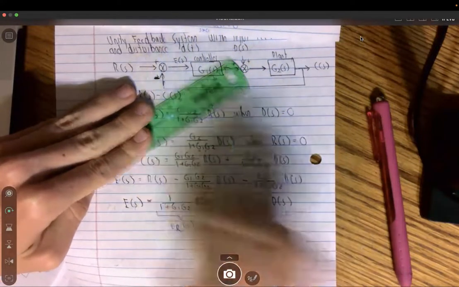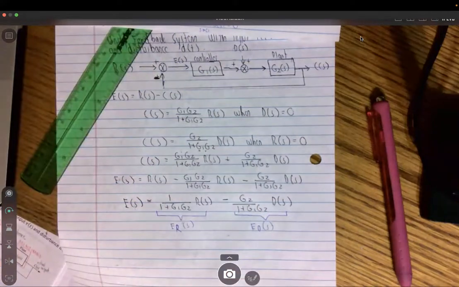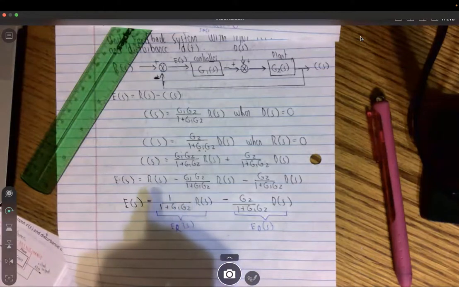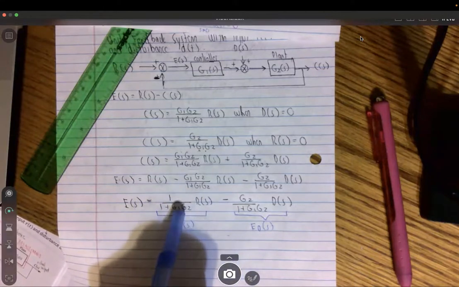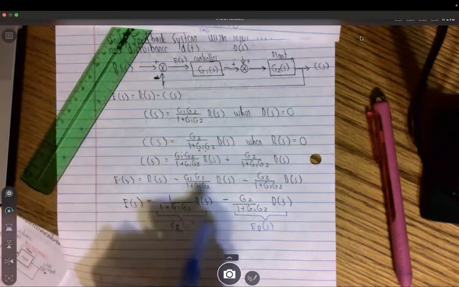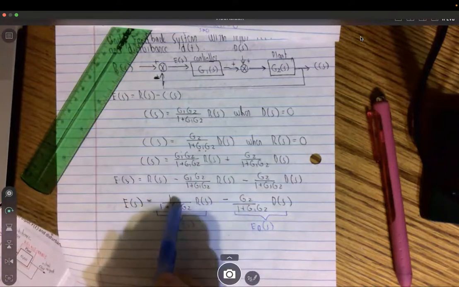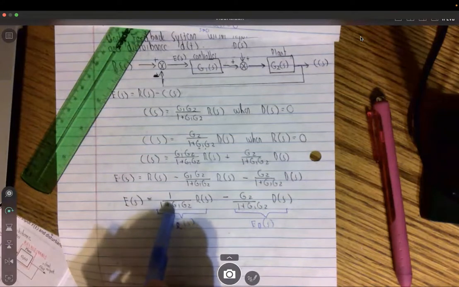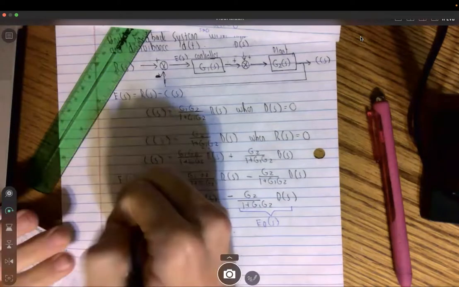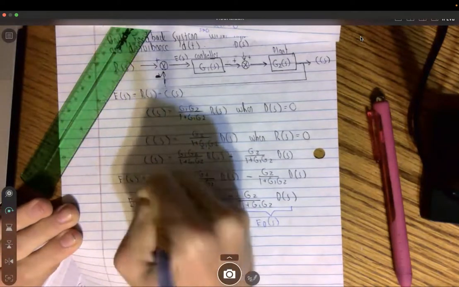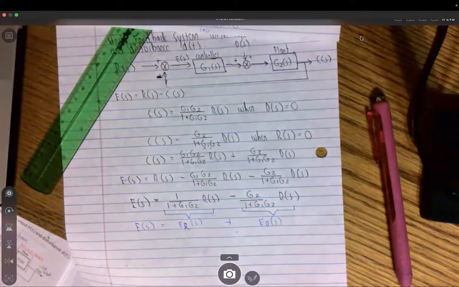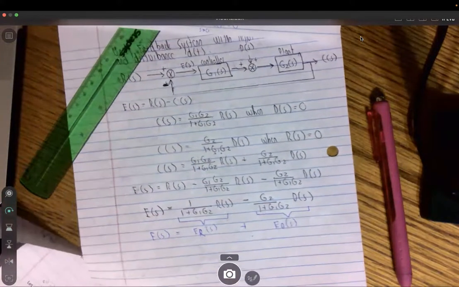And so what we're going to say is that if you make G1 really large, it's going to make the error minimal. If G1 is really large, the denominators of both become really big so that it has no effect here. So the total error is given by the summation of the error due to your input and the error due to the disturbance.